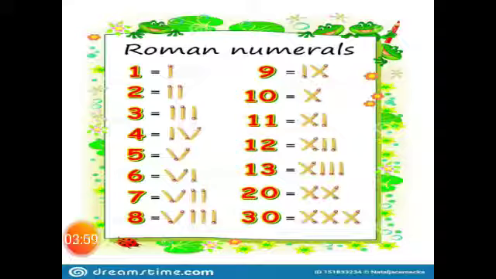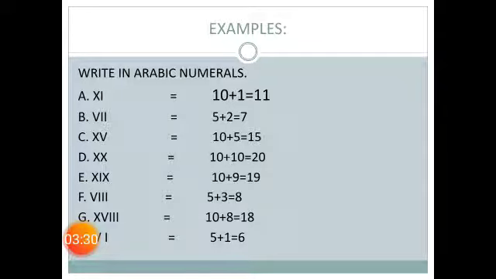11 is represented by XI. 12 is represented by XII. 13 is represented by XIII. 20 is represented by double X, or we can say XX. 30 is represented by triple X, or we can say XXX. Is it clear, students? These are some examples.